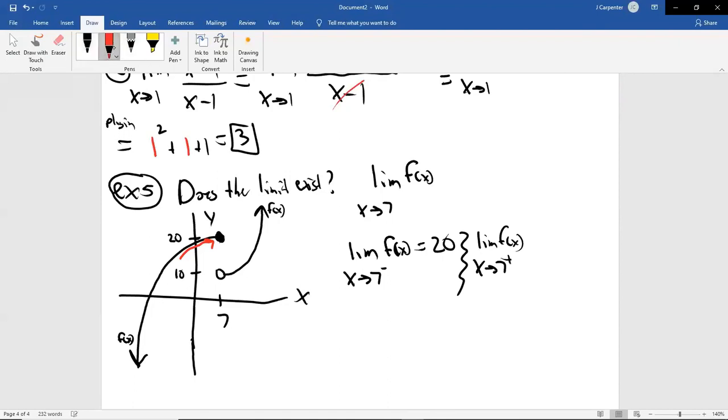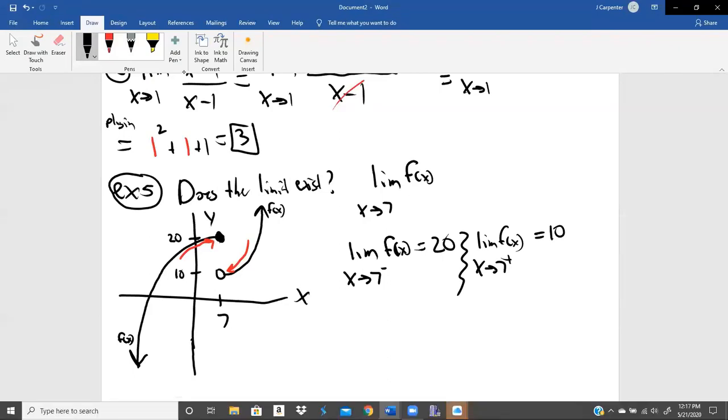So now we're going this way. We're approaching from the right: 7.2, 7.1, 7.01. We're approaching a height of 10. Now that is not the actual function value. The 20 was the actual function value. The limit from the left is 20. The limit from the right is 10.